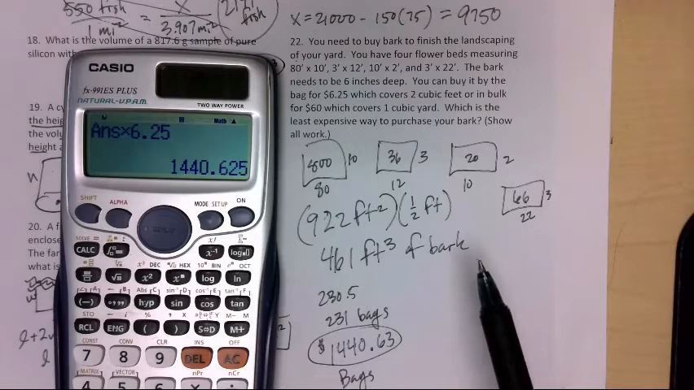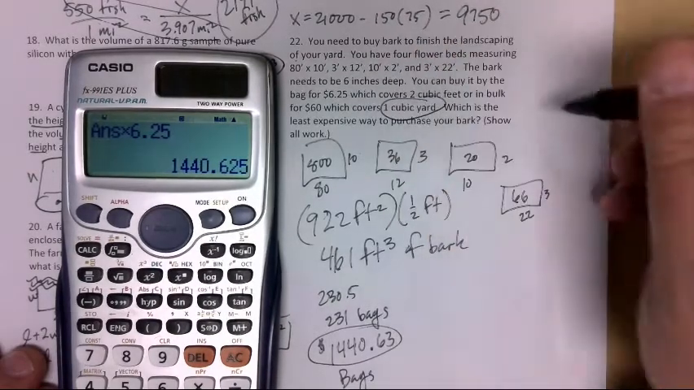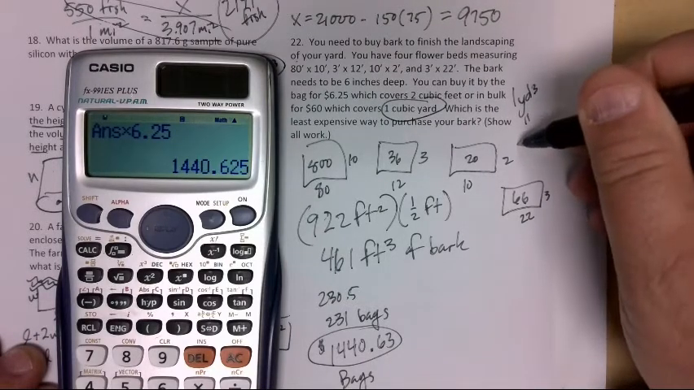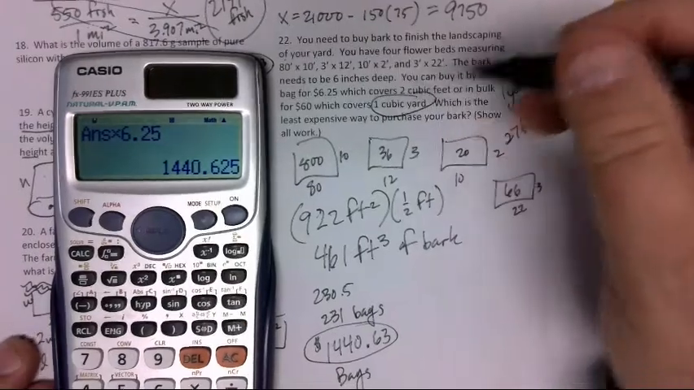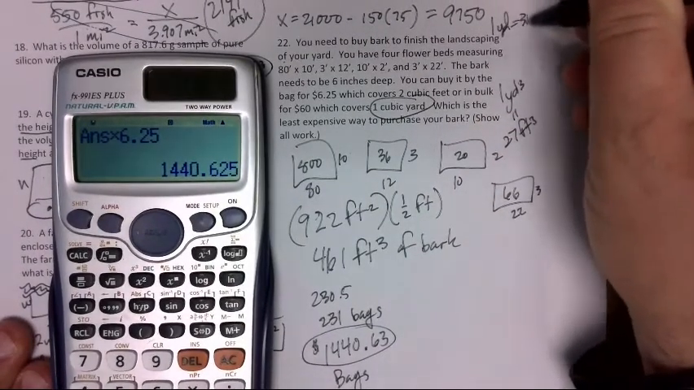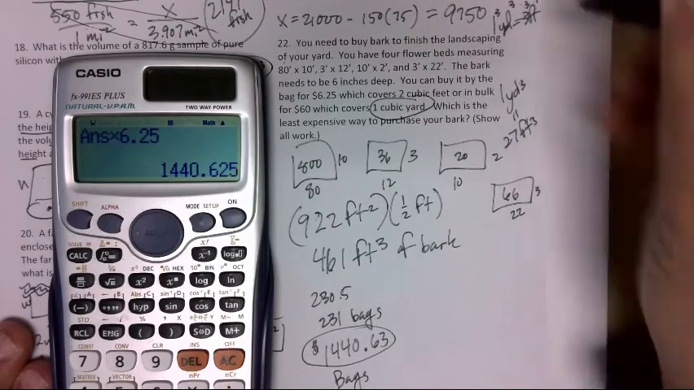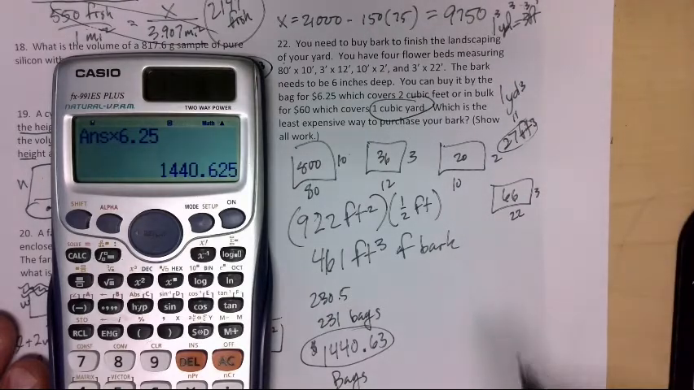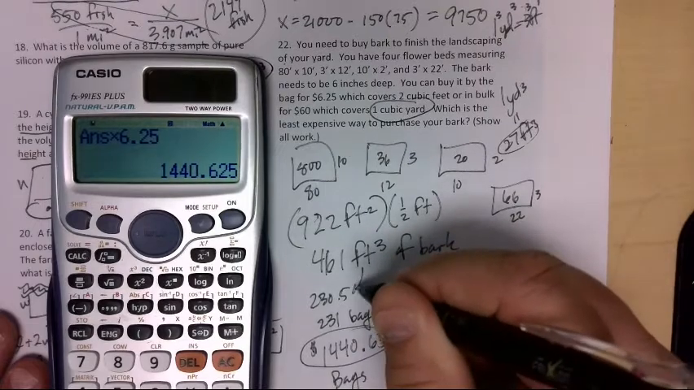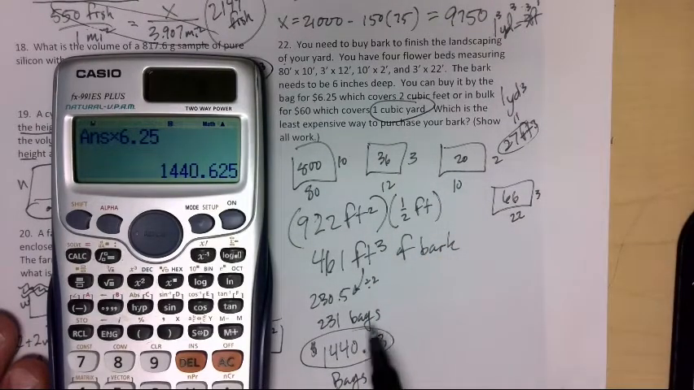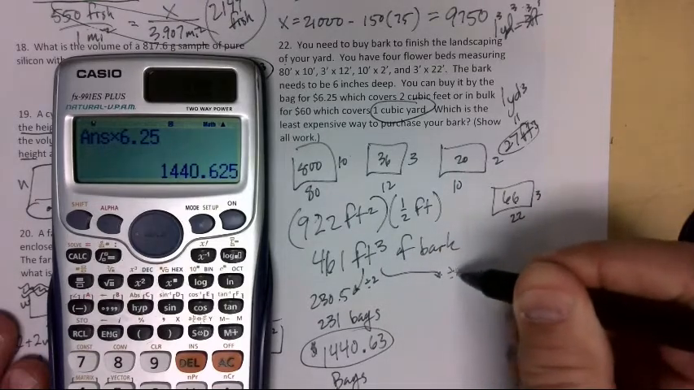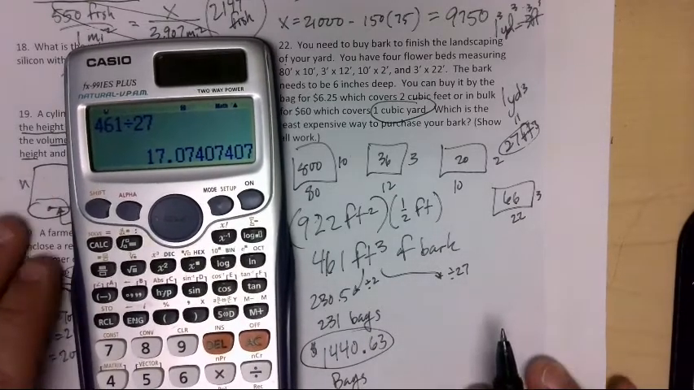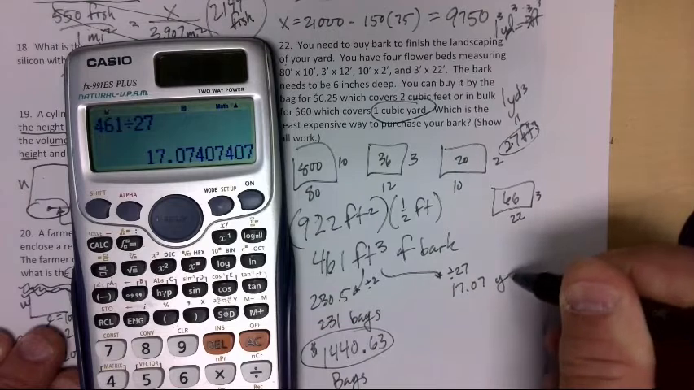Or I can do $60, which is 1 cubic yard. Well, 1 cubic yard equals 27 cubic feet. Where that 27 came from is, you remember, 1 yard equals 3 feet, so if I cube the numbers and the units, 1 cubed yard cubed, 3 cubed feet cubed. 3 cubed, that's where your 27 cubic feet is. So here I divided by 2 because there were 2 cubic feet in a bag. That changed it to bags. If I take 461 and divide it by 27, that means I've got 17.07 yards.